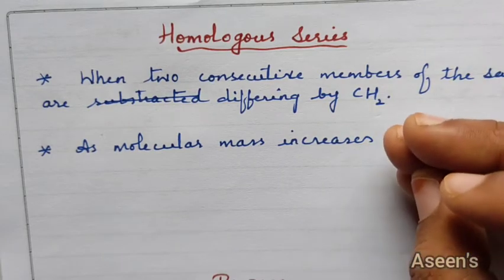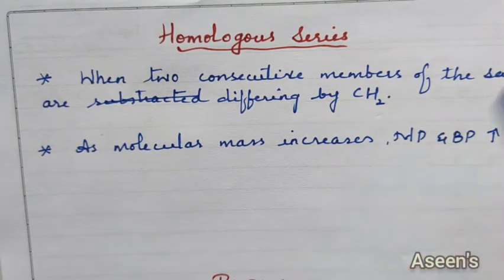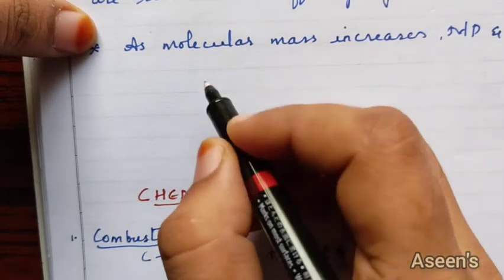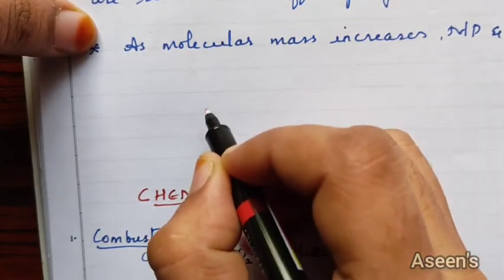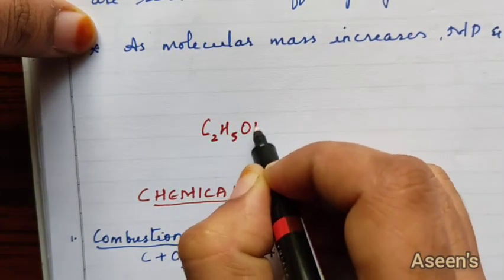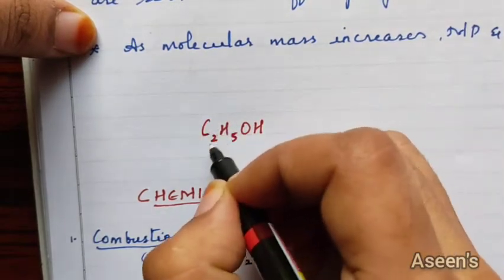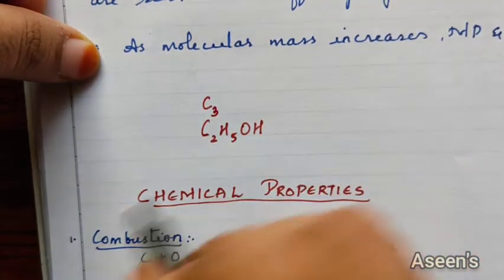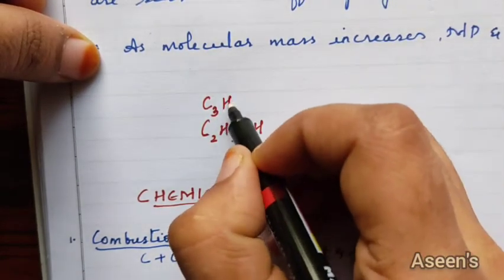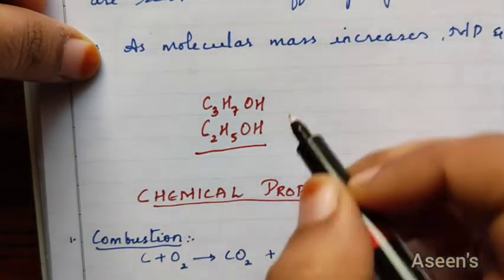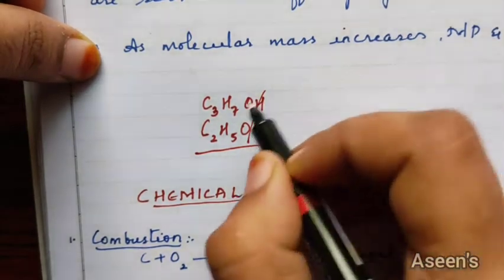Okay, so sometimes the question arises where you have to prove that they are homologous. So I'll show you how. Like for example, if I select alcohol and if I select the two members to be ethanol, that is C2H5OH, and after this comes propanol. I'll take propanol, so it's going to be C3H7OH. Okay, so now if I subtract them, OH gets cancelled.